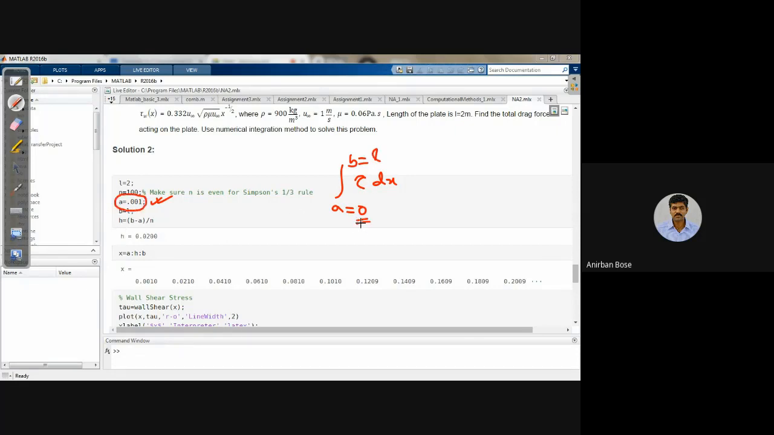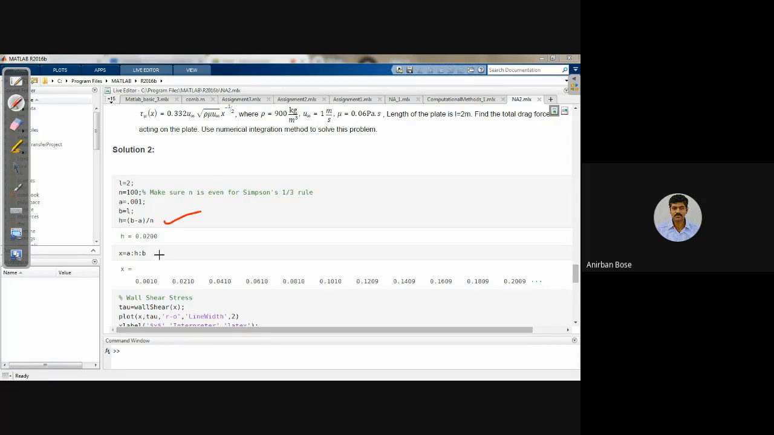The reason is that at x equal to 0, that tau function is infinite. If you observe the tau function, it is proportional to 1 by root over x. So exactly at x is equal to 0, tau becomes infinite. So in the leading edge, basically the shear stress is infinite. To avoid that, we are just starting from a value which is 0 plus some epsilon, and that epsilon we have taken as 0.001, not exactly 0. You have to remember that, otherwise your area under the curve will become infinite.